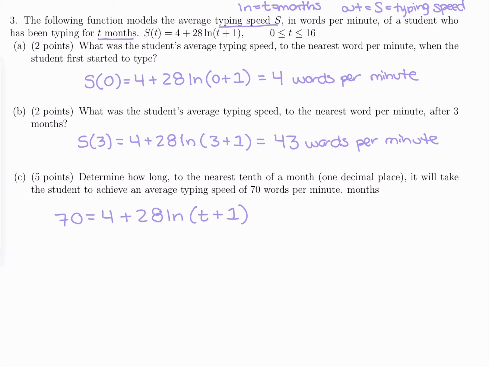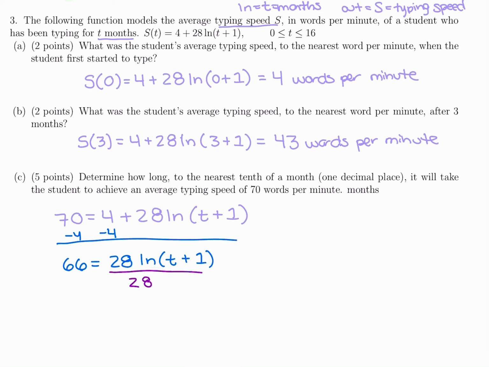I want to isolate that log term. First step, I'm going to subtract 4 from both sides. I'm going to get that ln on one side by itself. So I have 66 equals 28 times ln of t plus 1. I almost have ln on one side by itself, but it's multiplied with 28. So I'm going to divide both sides by 28. Since 66 divided by 28 is a crazy decimal, I'm going to hit math, enter, and just leave it as a fraction. I could leave it as 66 over 28, or it's the same thing as 33 over 14. I'm going to use math, enter to reduce it. Now I have the ln on one side by itself, so we did our first step, which was to isolate.